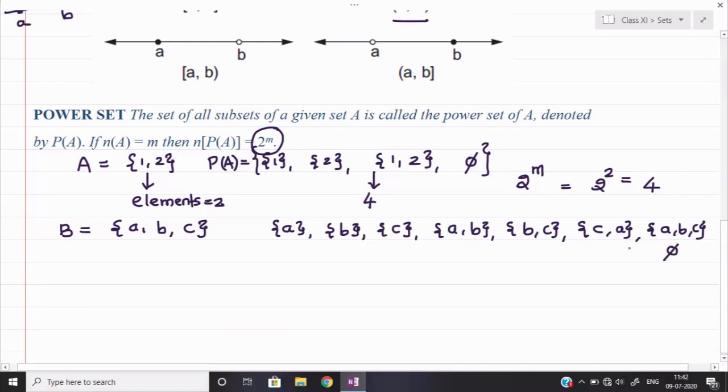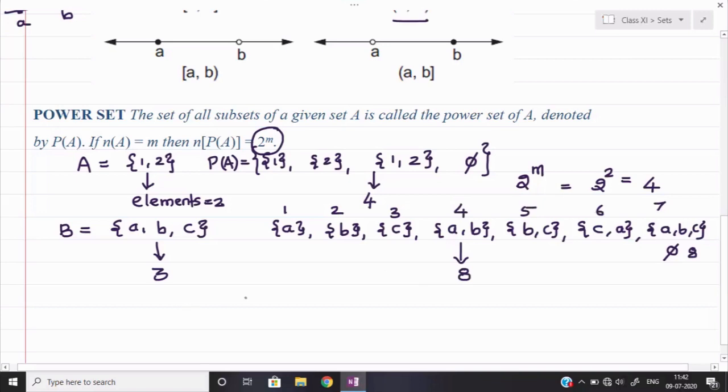Now observe the relation. Here the total number of elements given is 3, and here how many total subsets did we get? Count 1, 2, 3, then 4, 5, 6, 7 and then 8. So we got the total number of subsets as 8.